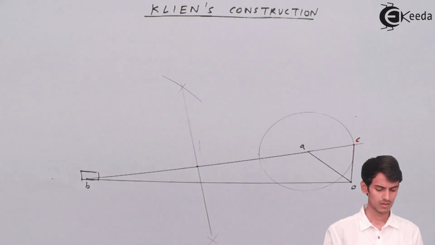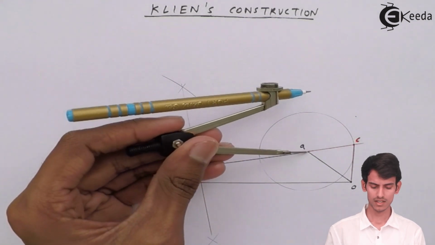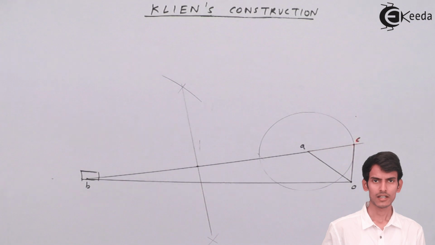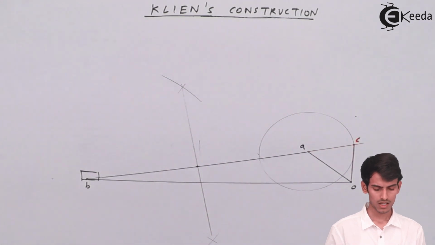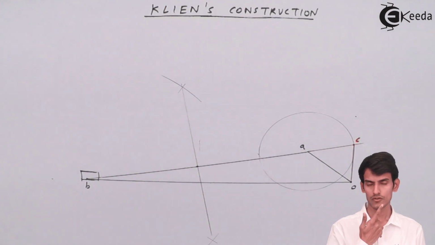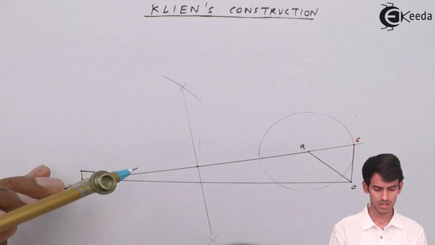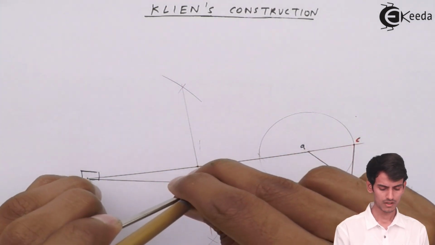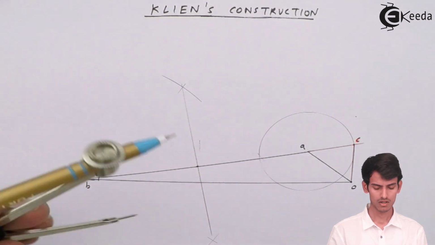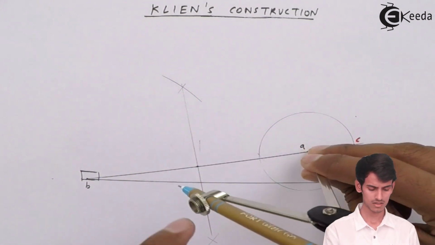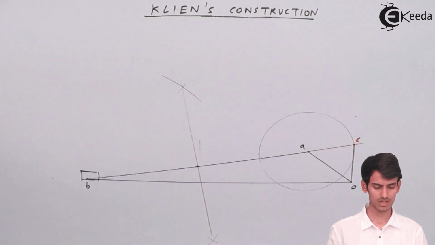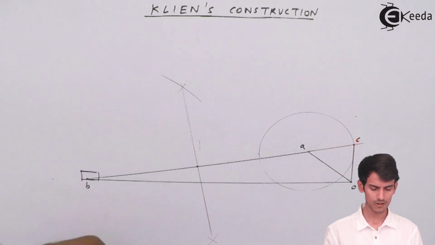In Klein's construction, as I said, you have to draw a circle taking A as center and AC as radius. You have to draw a light circle. Next, one more circle you have to draw, taking the center of the connecting rod as center and the length equal to half of the connecting rod as radius. For that you have to first mark the center of the connecting rod. So I've marked the center of the connecting rod. This is a basic way in which you can calculate the midpoint. Take more than half, cut arcs on both sides, and just join the intersection of the arcs, and you'll get the midpoint.